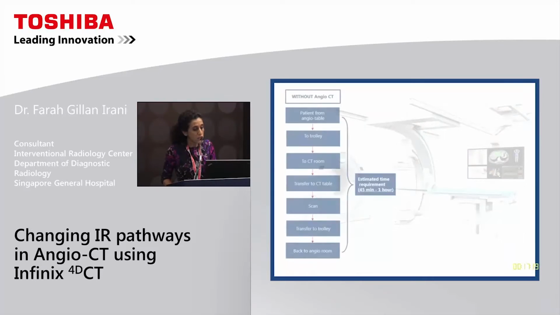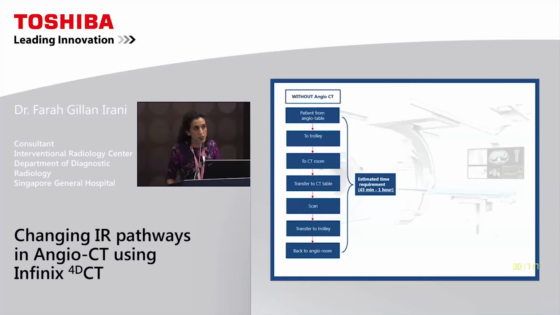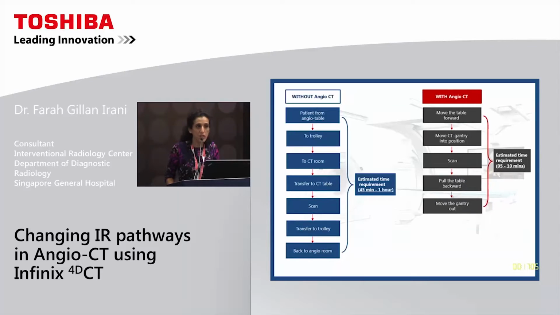So if you needed to use Angio CT, previously if you didn't have the system, you would have to send the patient from the angiographic suites, transfer them over to the CT scanner, do the scan, put them back on the trolley, bring them back again, and that could take you anywhere from 45 minutes to an hour. With this system, you can actually do the entire thing in only about 5 to 10 minutes, and that's very, very useful.